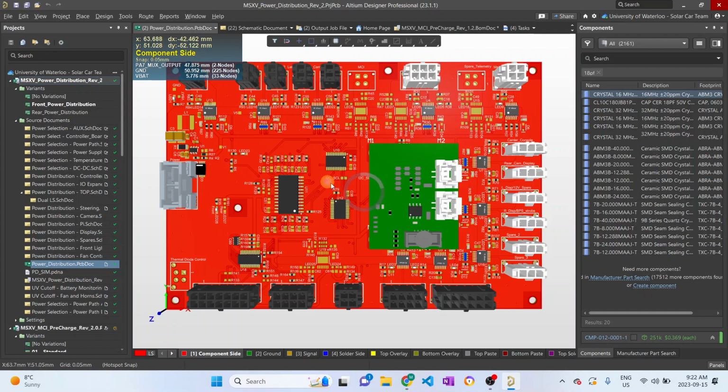But yeah, that's about all I had for our power distribution PCB for solar car team, and that's about everything I did.